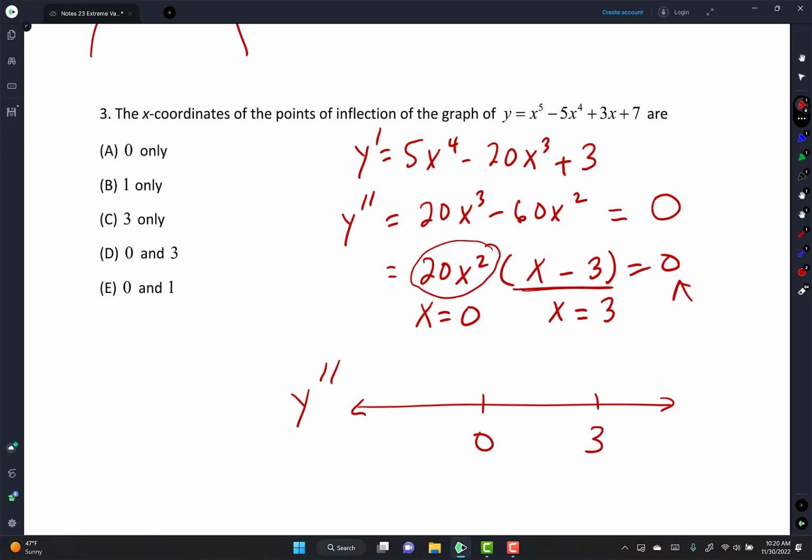If I choose a value to the left of 0, like -1, then -1 minus 3 is negative. If I choose a value like 1 or 2, 1 minus 3 is negative. If I choose a value like 5, positive. Is x equals 0 a point of inflection? No, because I go from concave down, and for a moment it's flat, and then I still continue concave down. What about at x equals 3? Yes, because it's concave down, then at 3 I change to concave up. So I change signs, and I only have it at 3.